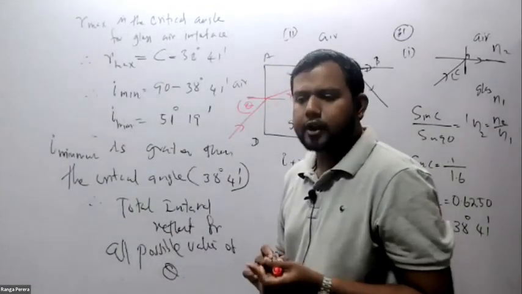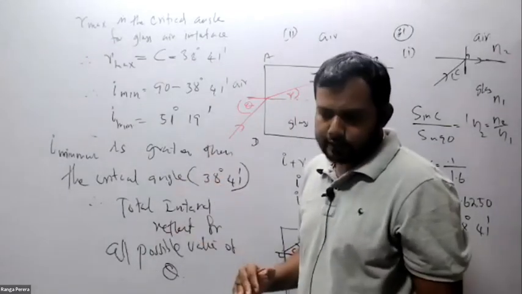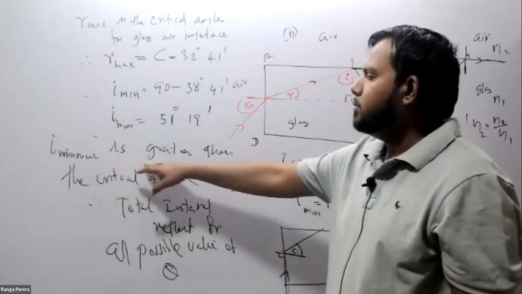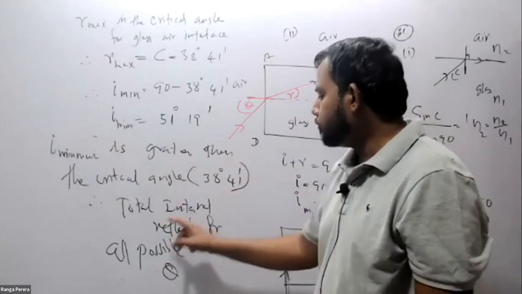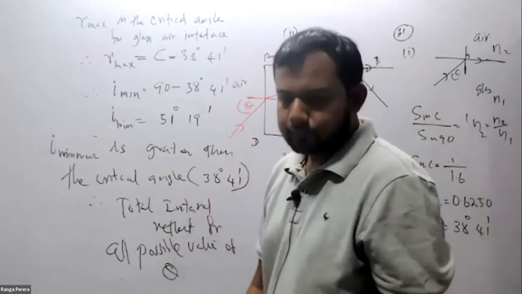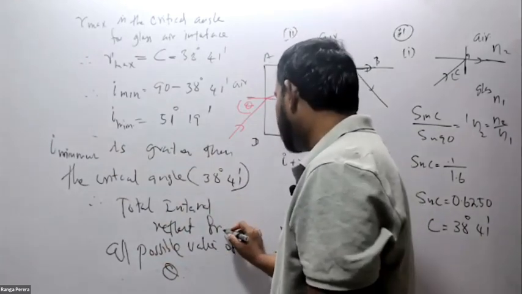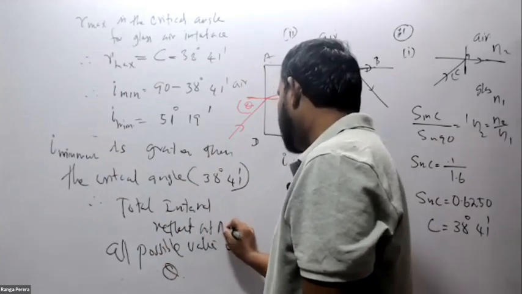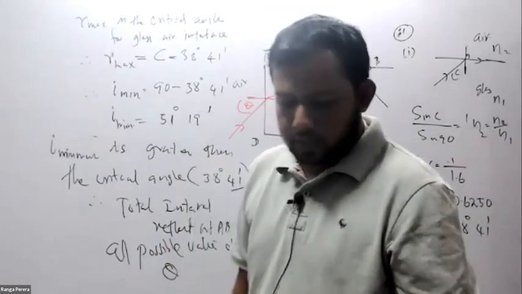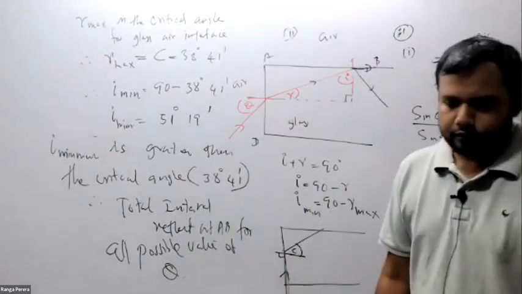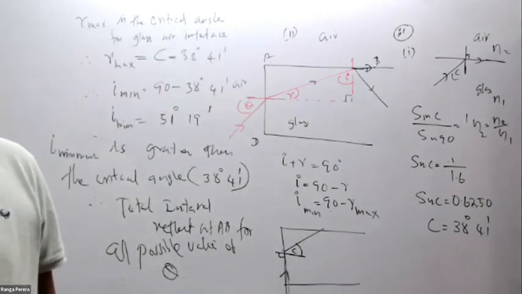When you write an answer, write it properly. Since these are essay type questions, I need you to write like this: I minimum is greater than the critical angle. Therefore, total internal reflection for all possible values of theta at AB surface. Total internal reflection at AB for all possible values of theta. Finished? Shall I move to the next part?